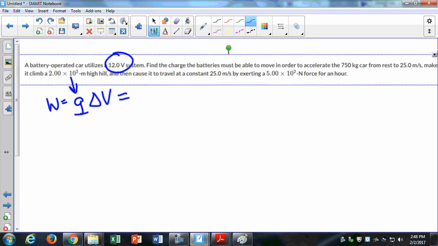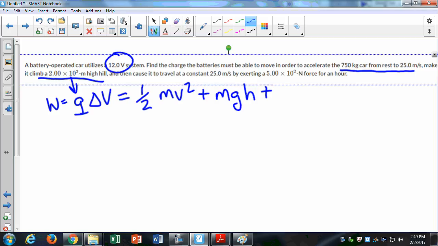And now you want to set that equal to the mechanical energy. And the mechanical energy has 3 parts. It's the part that takes the car going from rest to 25 meters per second. That's the kinetic energy. So it's 1/2 mv squared. Then you want to do the part that makes it climb this hill, that is mgh. Go with me? Remember last semester? And then we also have the final part.